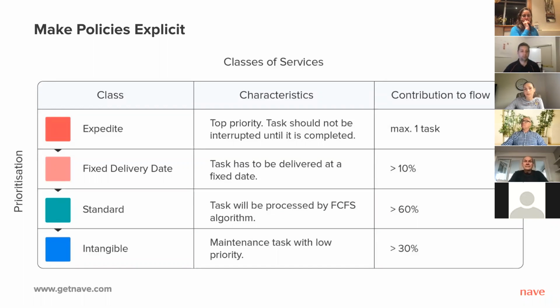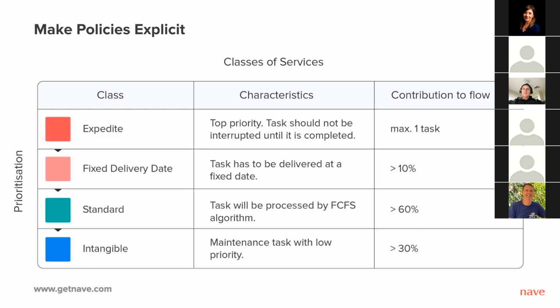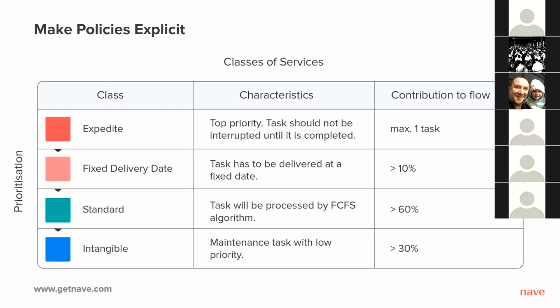All right, so basically expedites are allowed to break the WIP limits. Normally only one task on this class can be in progress at any one time. Fixed delivery date is work that must be delivered before certain dates. This could include important project milestones, compliance tasks, or release dates.